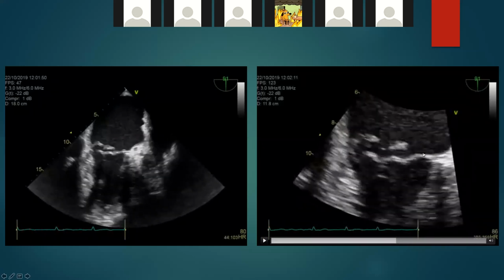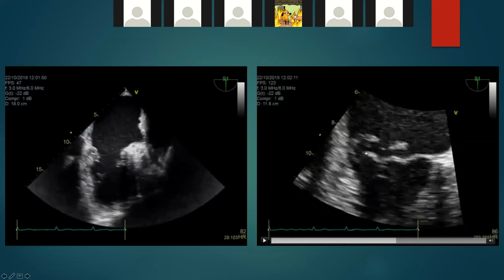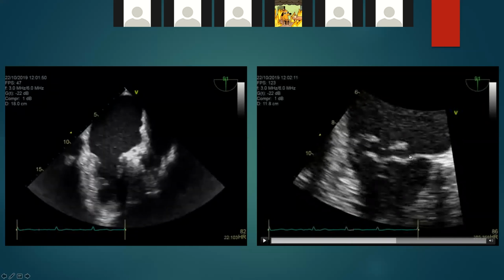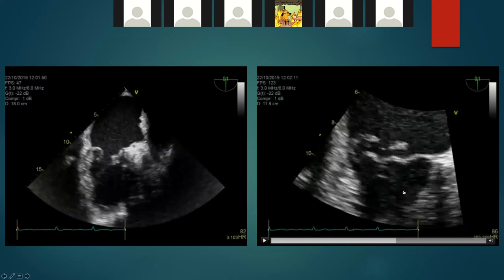You can see all these leaflets, 3 scallops on this one. So I thought it was a pretty nice view. That's nice, A1, A2, A3, so you got all 3. And this is the posterior. So you can see all the 3 scallops very nicely on this one.